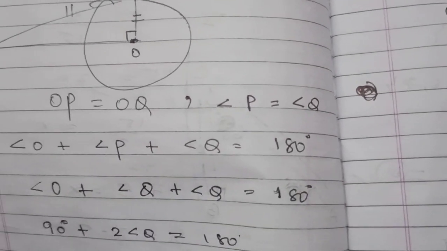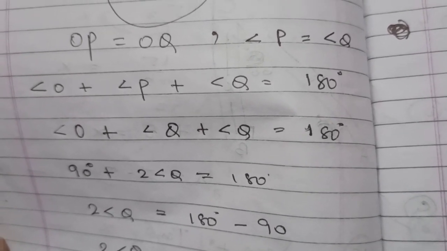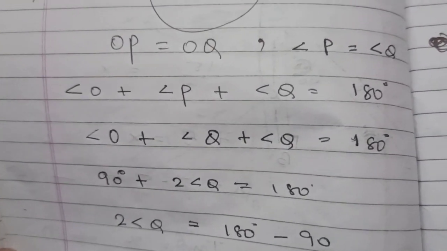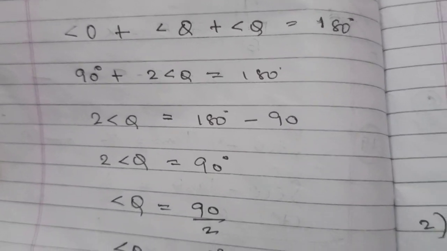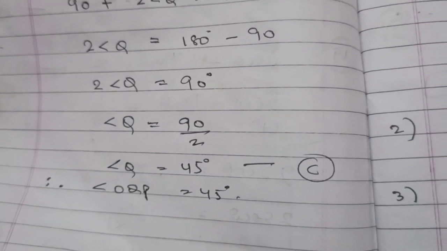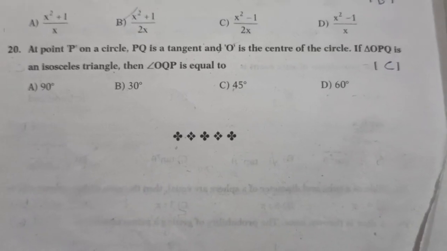So we will write Q in place of P. Q plus Q, 2Q, plus angle O. Angle O is 90 degree, a right angle triangle. So 90 goes to minus, 180 minus 90 is 90. 2 is in multiplication, goes to divide. 90 by 2, 45. So therefore angle OQP is 45 degree. That is option C. Option C, this is the correct answer.